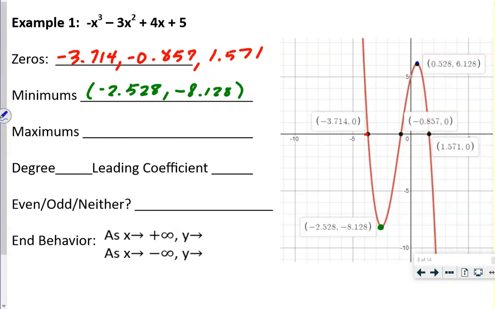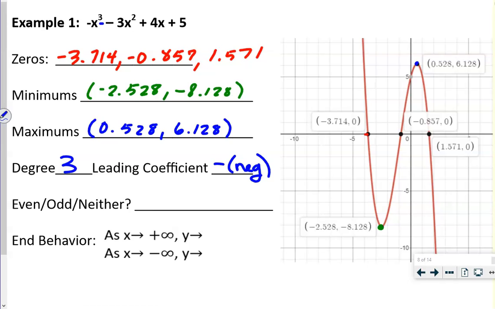So this is our maximum, our high point of our graph, right? Okay, so this is going to be 0.528 and 6.128. Okay. Now the degree, we can get that from up here, right? So the degree of our polynomial is 3. The leading coefficient was negative. Y'all see that? So I'm going to put a negative here.